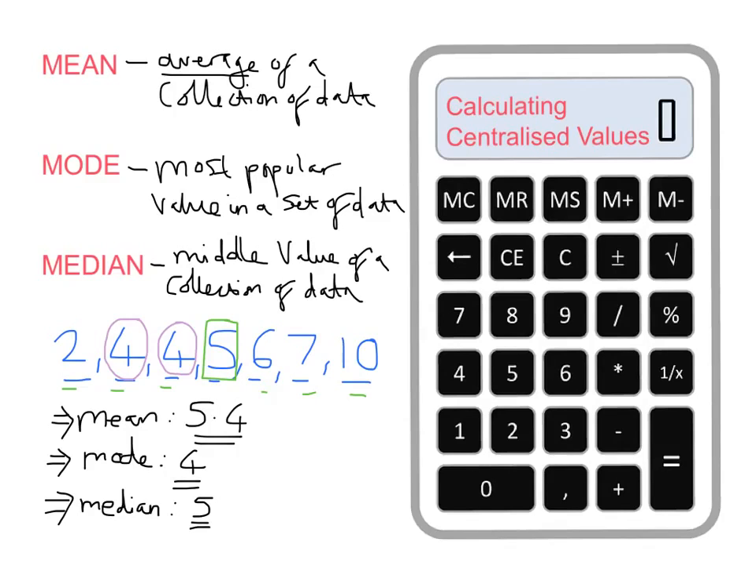Here are our three centralized values: the mean, mode, and median. And we've calculated them as 5.4, 4, and 5. Now the question that you may be asked is, why bother? Why do we calculate centralized values from a set of experimental data? And that's a good question.